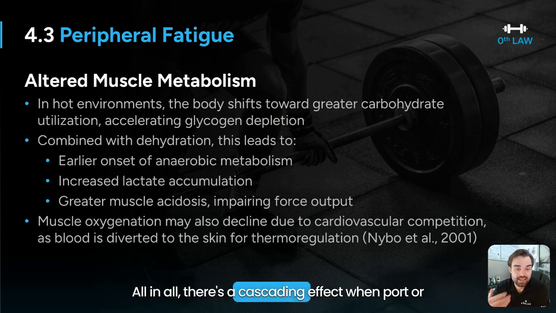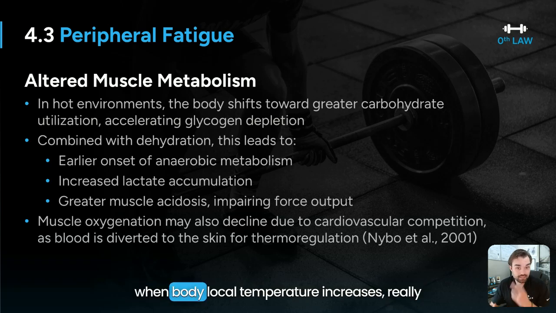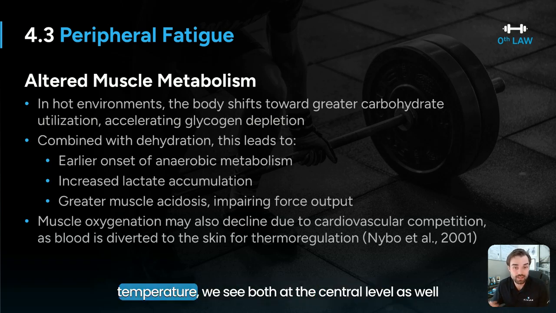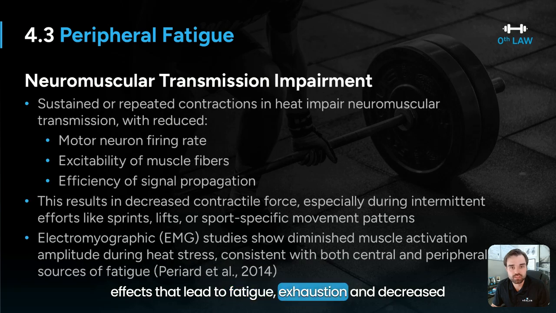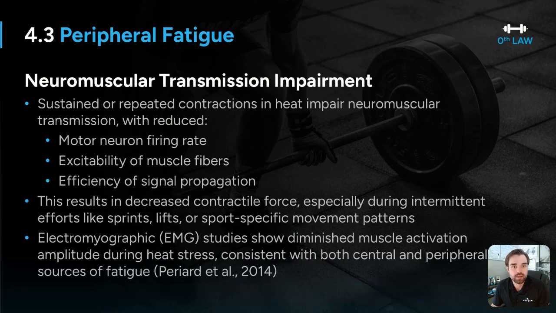All in all, there's a cascading effect when local body temperature increases. Really, temperature, both at the central level as well as the peripheral level, leads to all these downstream effects that lead to fatigue, exhaustion, and decreased performance.